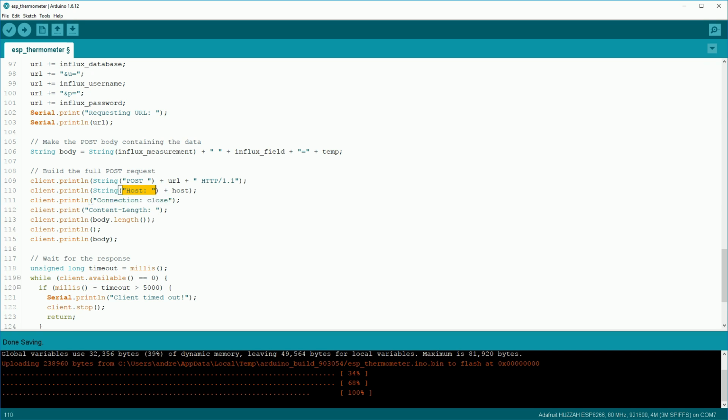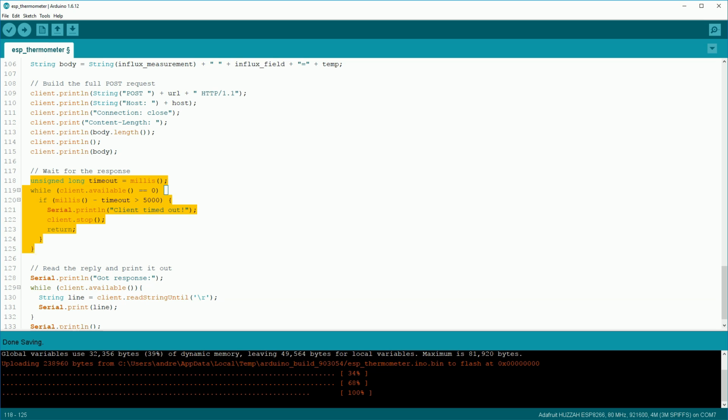header. These two are basic requirements to make the server understand not only where we're sending to, but also to make sure it doesn't try and hold the connection open for us afterwards. Then we send the content length, which is set to the length of our string in the post body, a fresh new line, and then finally the body. After that, we just wait for a response.